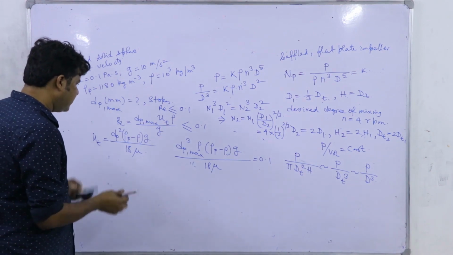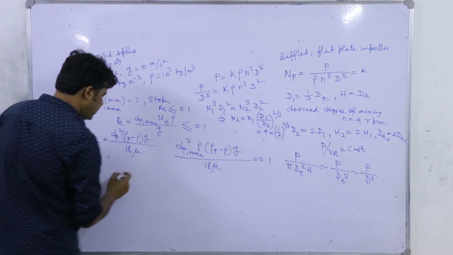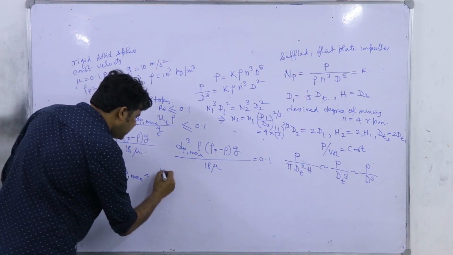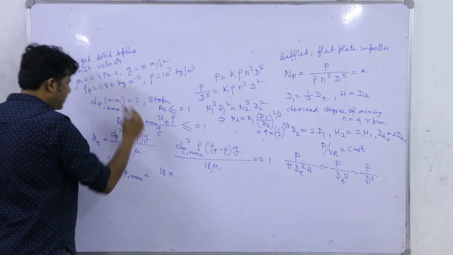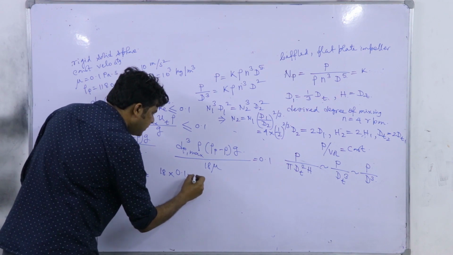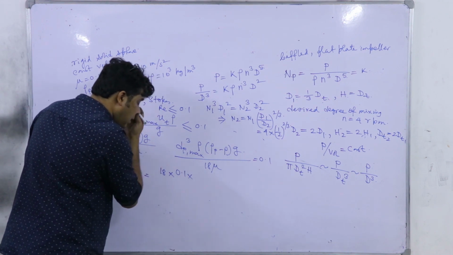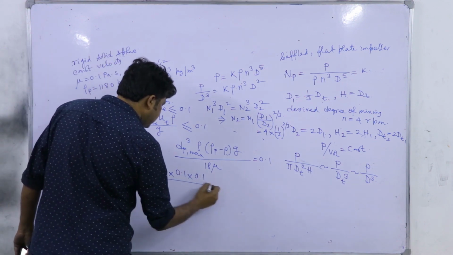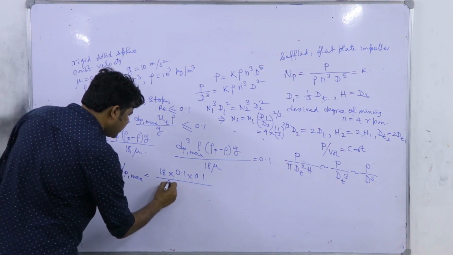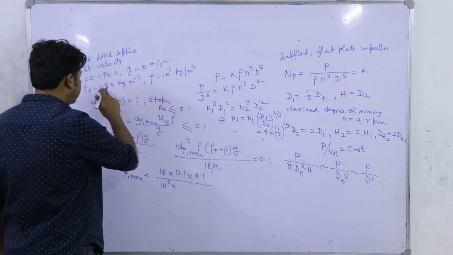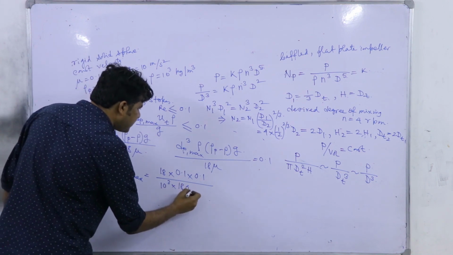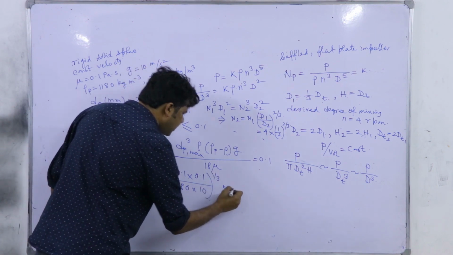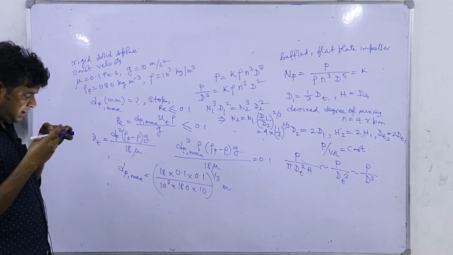So you see after substitution we have to calculate this dP max, which will be 18 into viscosity, that is 0.1, into 18 into mu, which is also 0.1, divided by 10 to the power 3, that is rho. Now, rho p minus rho is 180, into g, that is 10, and the cube root of that will be the answer in meter, and we have to convert it into millimeter.